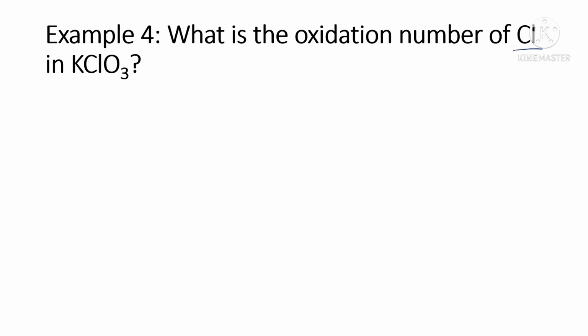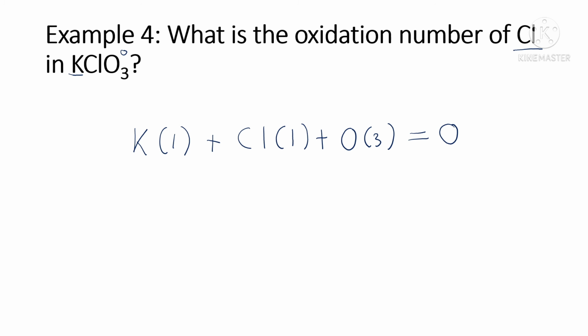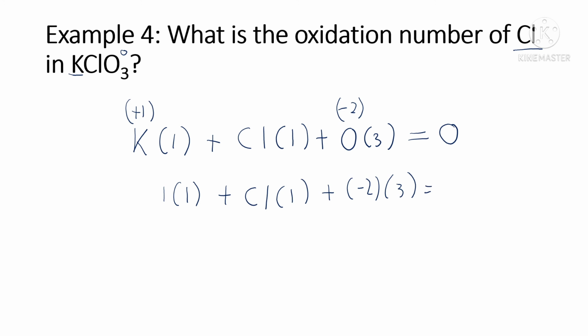Example 4, we want to find the oxidation number of chlorine in KClO3. From the KClO3 formula, we can see that the total charge is equal to 0, so the oxidation number for KClO3 is equal to 0, and KClO3 consists of 1 potassium atom, 1 Cl atom, and 3 oxygen atoms. And for potassium, a group 1 element, the oxidation number is positive 1. And for oxygen it is negative 2. This should give us the oxidation number for chlorine in KClO3 as positive 5.